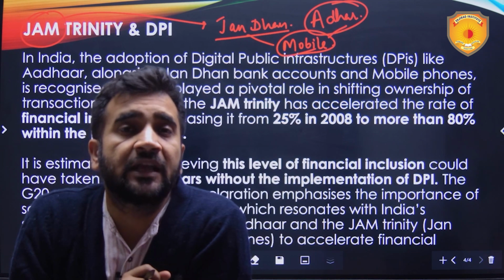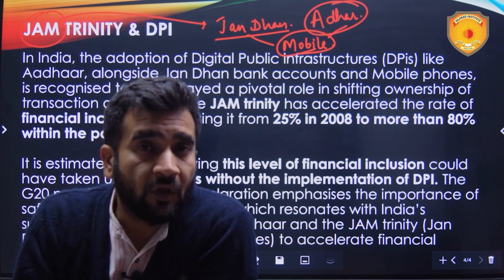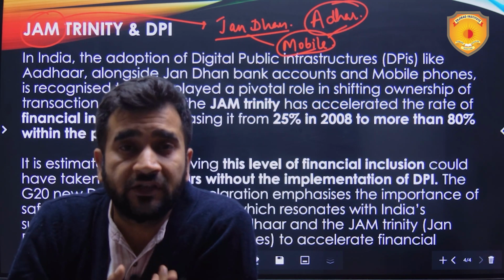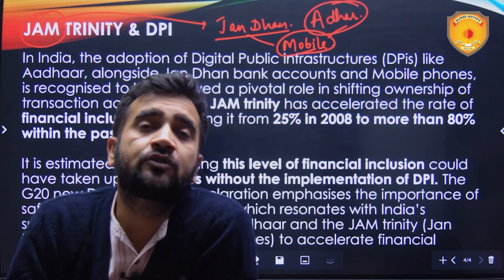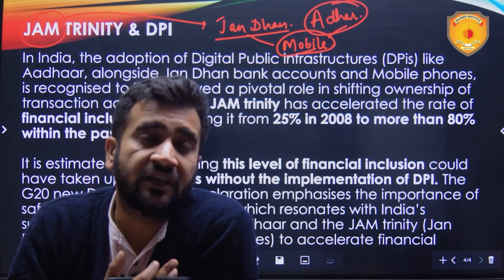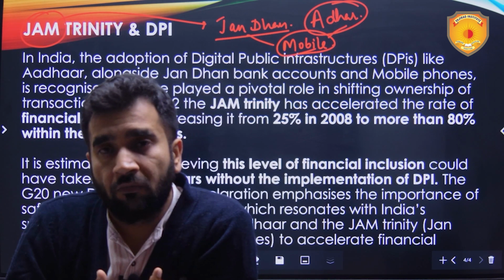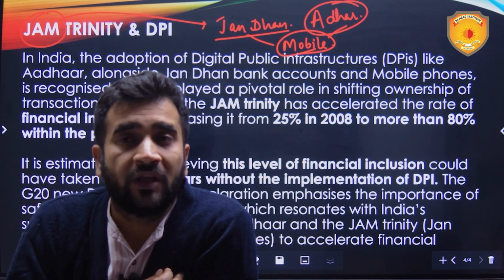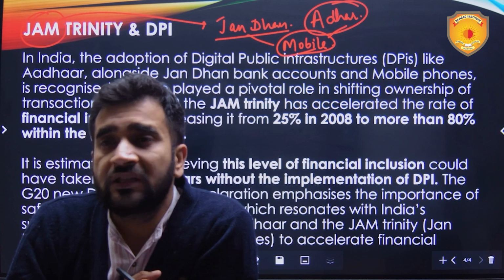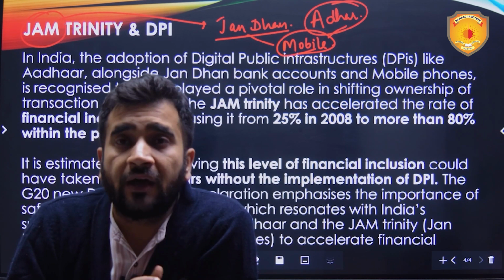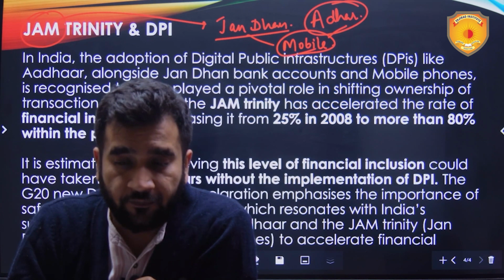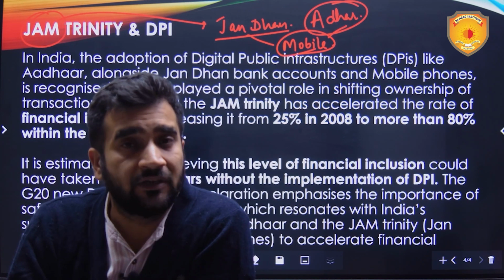The second is that there were many ghost beneficiaries. Those beneficiaries did not exist, but subsidies were being released in their names. That entire amount was being kept by the Babujis and the Netajis. So that was, I would say, one such point of leakage. These things are being tackled by this JAM Trinity. A lot of leakage has been reduced.